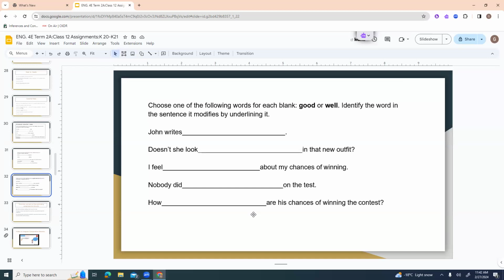Or I feel well about my chances of winning. Nobody did good on the test. Nobody did well on the test. How good are his chances of winning the contest? How well are his chances of winning the contest?